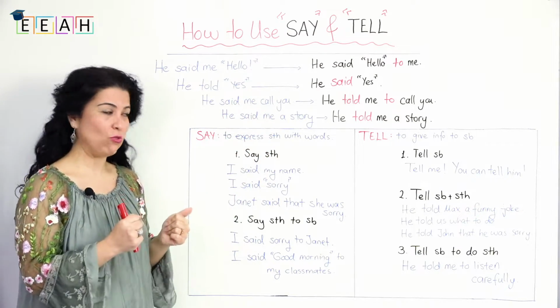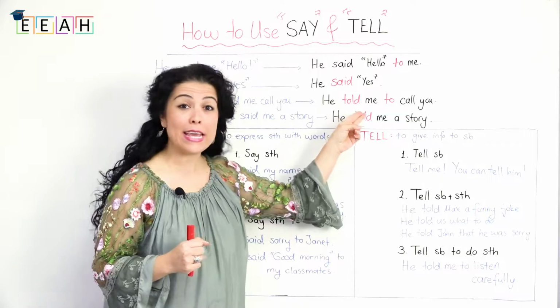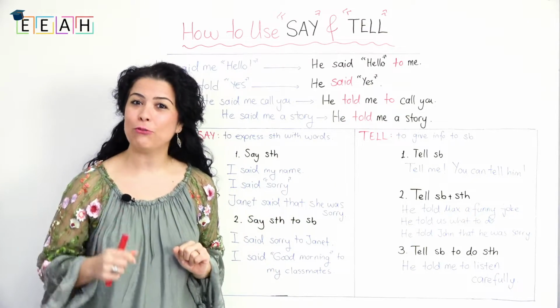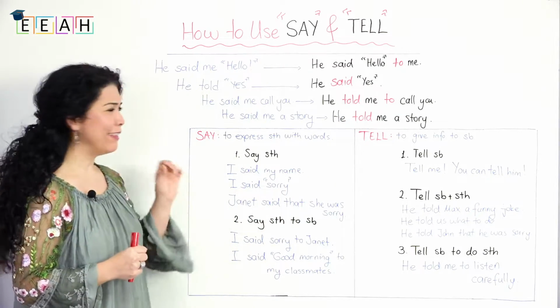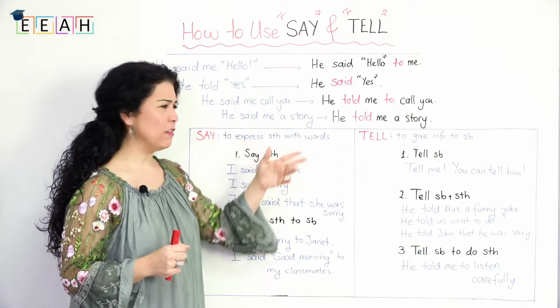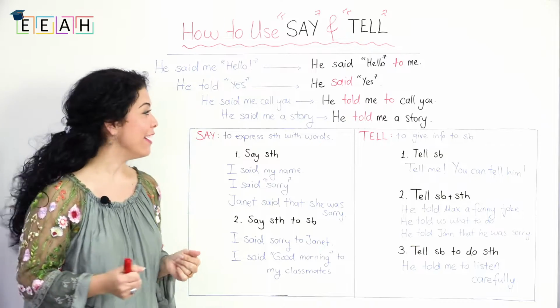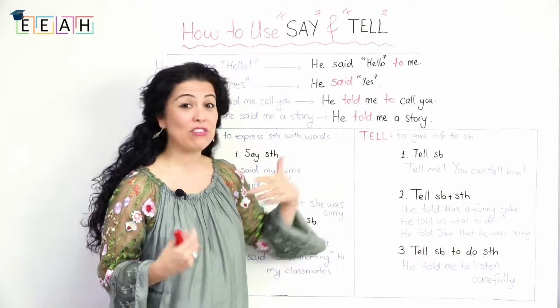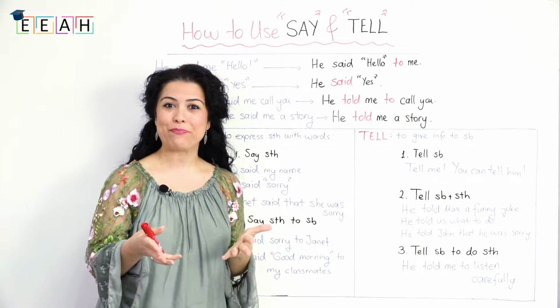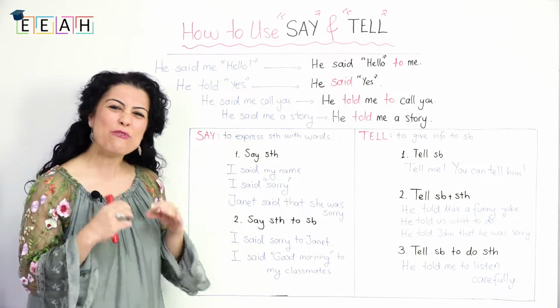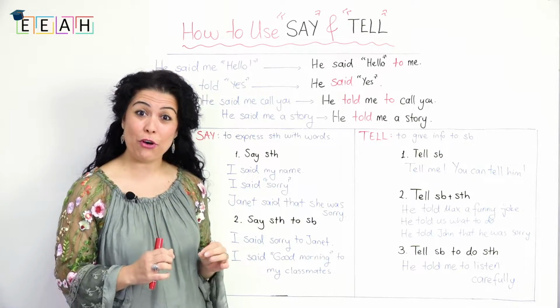And another one, he said me call you. That's another wrong use here, right? He told me to call you. And the last one, he said me a story. You don't say a story, you tell a story, right? He told me a story. Now, let's go further in details with these two verbs.